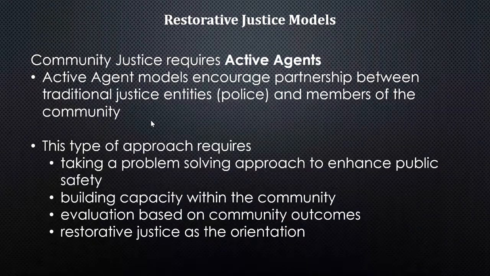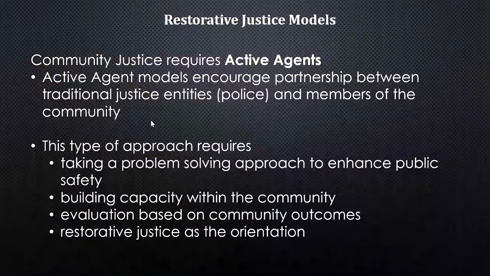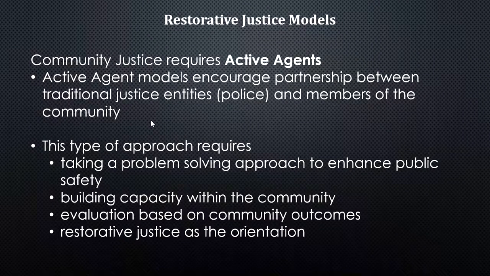Community justice requires what are called active agents. Active agent models encourage partnership between traditional justice entities, so the police, and members of the community. So what an active agent model wants is for people in the community to cooperate with the police and feel comfortable with cooperating with the police because they know that the police are actually on their side. If you know anything about police brutality issues, or conflicts between police and civilians, you know that can be intensely difficult because of history.